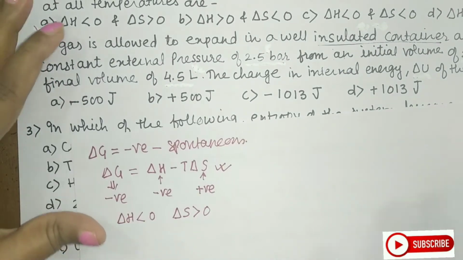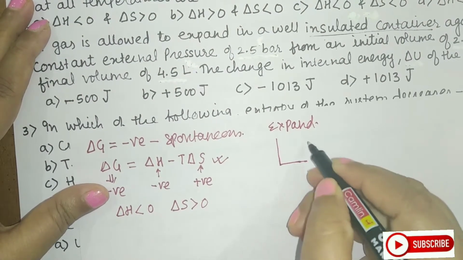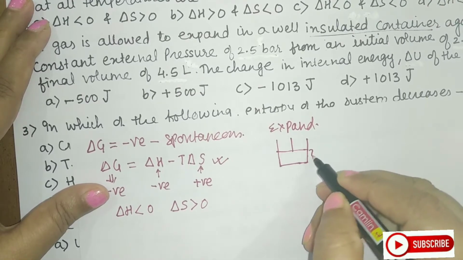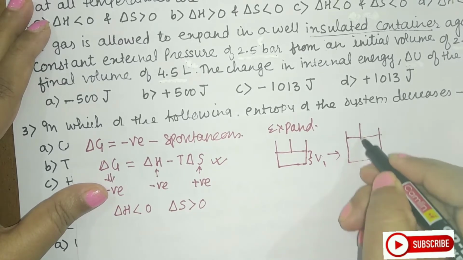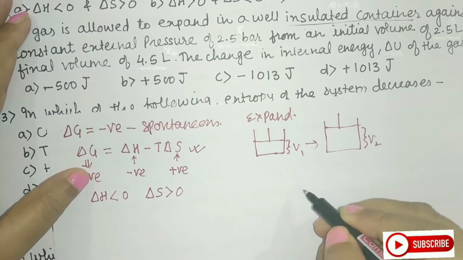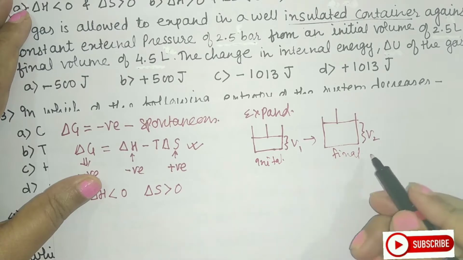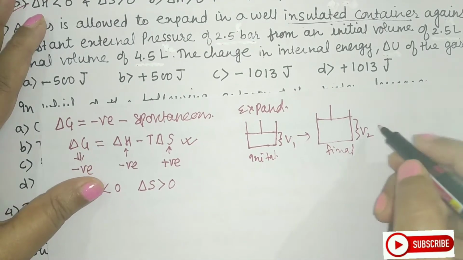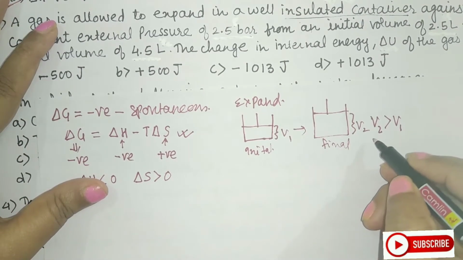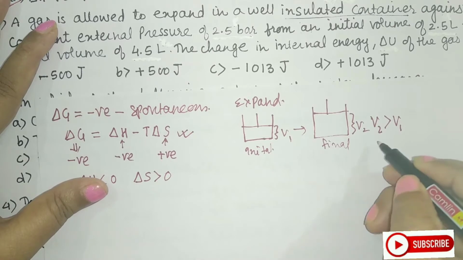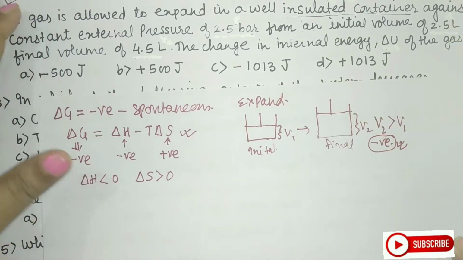A gas is allowed to expand. Now when it is allowed to expand, what does it mean, student? If the initial position of the piston is at this position, I call this V1. Then after the expansion, the piston will be somewhere like this, and this is your V2. I call this the initial state and this the final state. After expansion the volume has increased, so V2 is greater than V1. During expansion, the work W obtained will be negative because of expansion. Now let us go through the question.